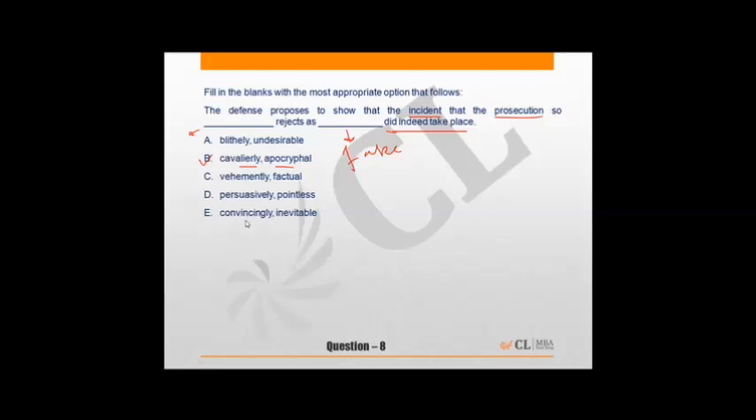Option D, E says convincingly as inevitable did indeed take place. So if the incident was inevitable, then it's the same as saying that the incident is bound to happen. So clearly again the defense and the prosecution are saying the same thing. Therefore, all the other options A, C, D and E can be rejected and option B is the answer.